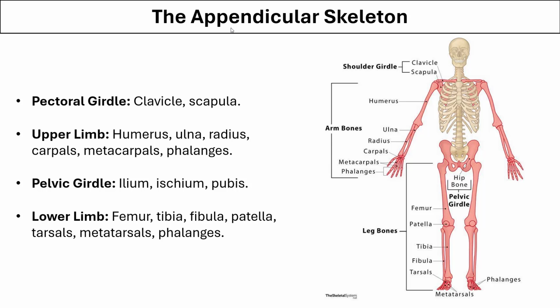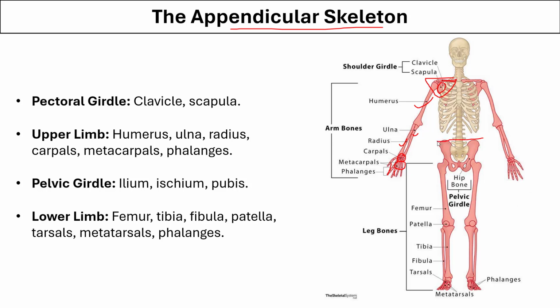The appendicular skeleton includes limbs and girdles. So let's start from the top. First you have your shoulder girdle, also called the pectoral girdle. It has the collarbone called the clavicle and the shoulder blade called the scapula. In your arm you have the humerus, radius, and ulna, and in your wrist you have carpals, in your hand you have metacarpals, and then in your digits you have phalanges.